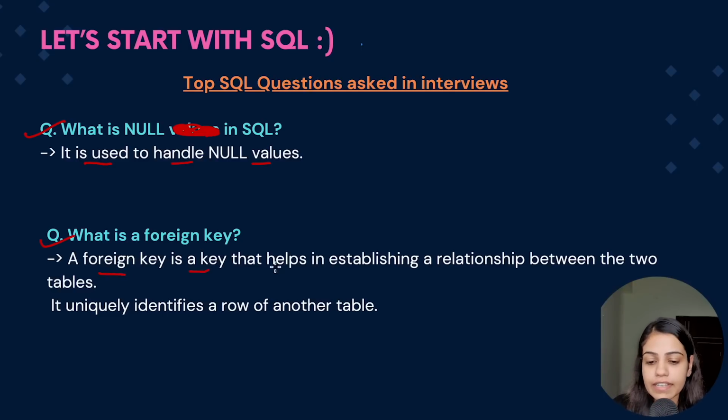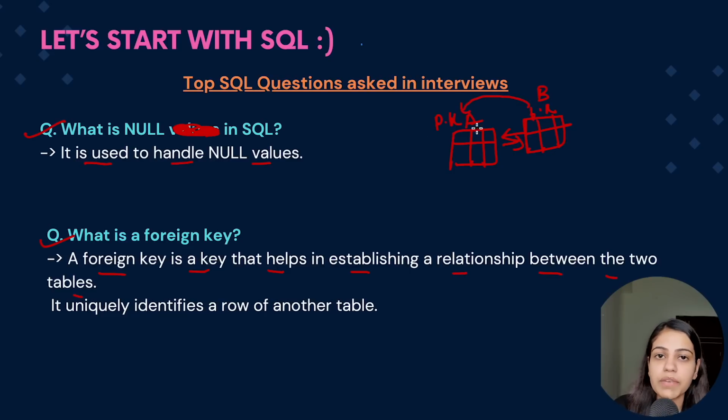So a foreign key is a key that helps in establishing a relationship between two tables. So if there are two tables A and B, the foreign key helps us to establish a relationship between the two tables, and a foreign key is a key which takes reference from the primary key in the base table. So you can say that a foreign key helps us to establish a relationship, and it also takes reference from the primary key in the base table. So it uniquely identifies a row of another table.